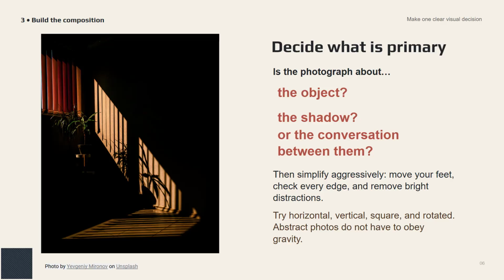Also, experiment with orientation. Take a horizontal version, a vertical version, or perhaps even a square crop. You can even rotate the image. Abstract shadow photographs do not always need the obvious top or bottom. A useful question is, what can I remove without losing the idea of the photograph? The goal is one clear visual decision, not a frame full of competing information.